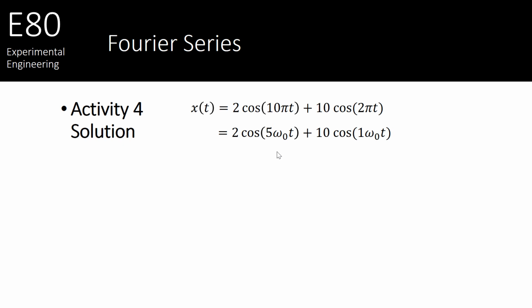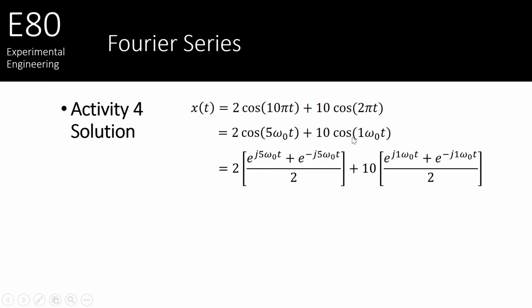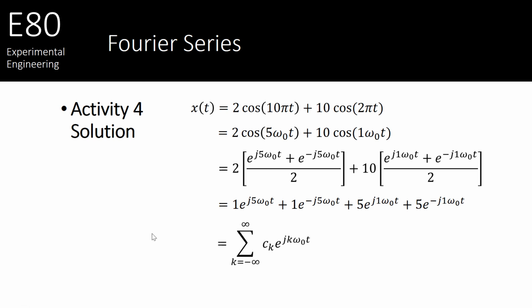We're going to substitute in, for the two cosine functions, what we know to be true for our exponentials. That is, cos of 5 omega naught t is e to the j 5 omega naught t plus e to the negative j 5 omega naught t, all divided by 2. Similarly, for the next cosine function. Let's split those up. Now, this should start to look like a sum of scaled complex exponentials. See where this is going? It looks like our typical Fourier series representation.